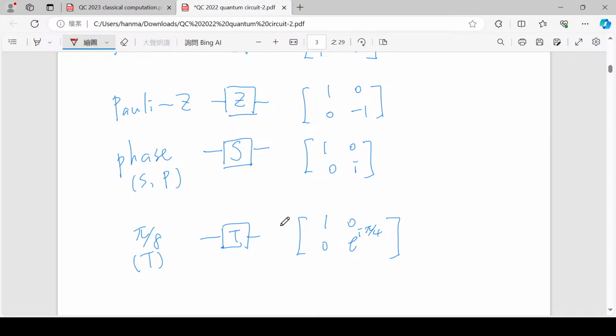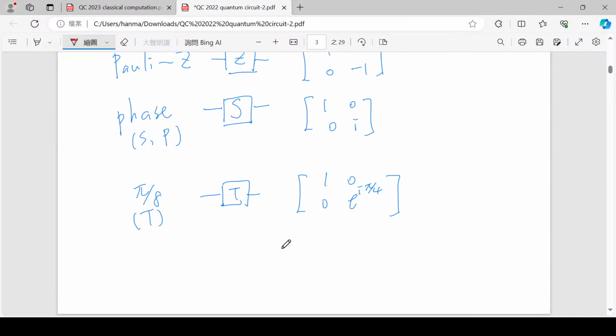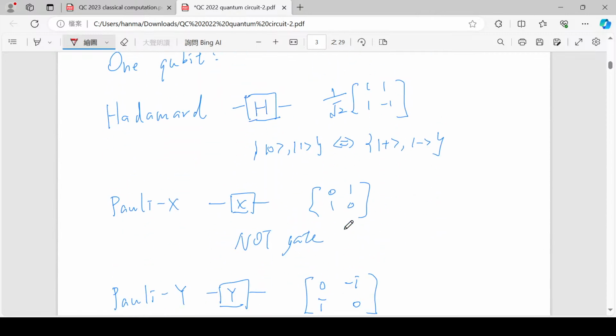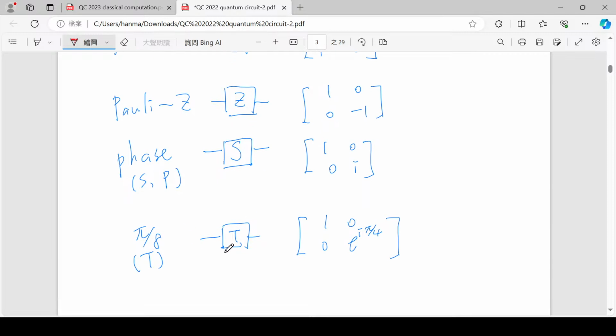Anyway, that's the square root of this S gate once again. So it is 1 0 0 and e to the i pi over 4, since i is e to the i pi over 2. So here are the notations X, Y, Z, S, and T. Those are the single-qubit gates that people use a lot. And for some reason, the T gate is actually more popular than the S gate.